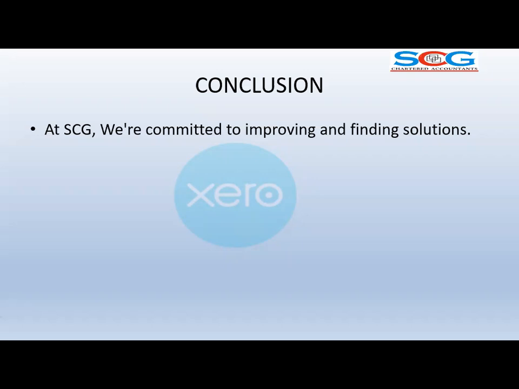Does this apply to all sectors under SCG? This is actually for the Client Accounting Department, CAS, the Client Accounting Service Department. We process the data that is sent to us, the accounting transactions. So this is actually for the Client Accounting Department.